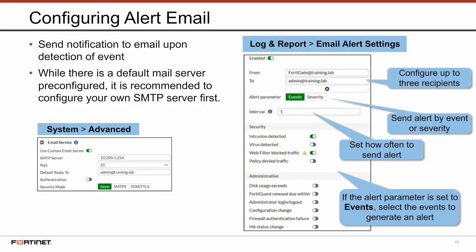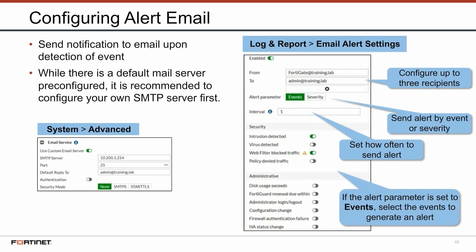Since you can't always be physically watching the logs on the device, you can monitor events by setting up Alert Email. Alert emails provide an efficient and direct method of notifying an administrator of events. Before you configure Alert Email, you should configure your own SMTP server on your FortiGate first. The FortiGate has an SMTP server pre-configured, but it is recommended that you use your internal email server if you have one. You can configure alert emails on the Email Alert Settings page.